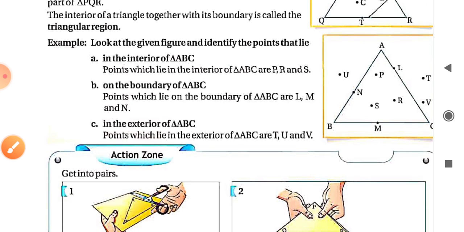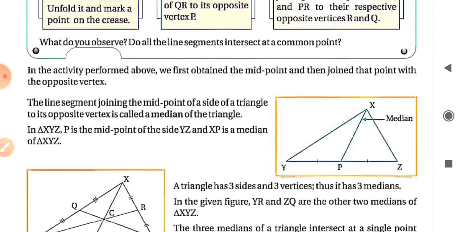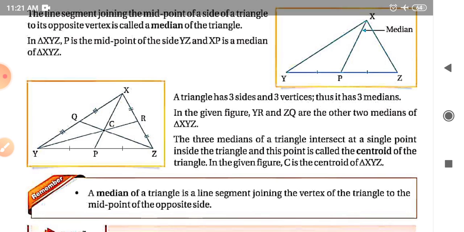Next is example. You have to identify the points that lie in the interior of triangle ABC, on the boundary of triangle ABC and in the exterior of triangle ABC. You can easily find these. And next is median. What is a median of a triangle?